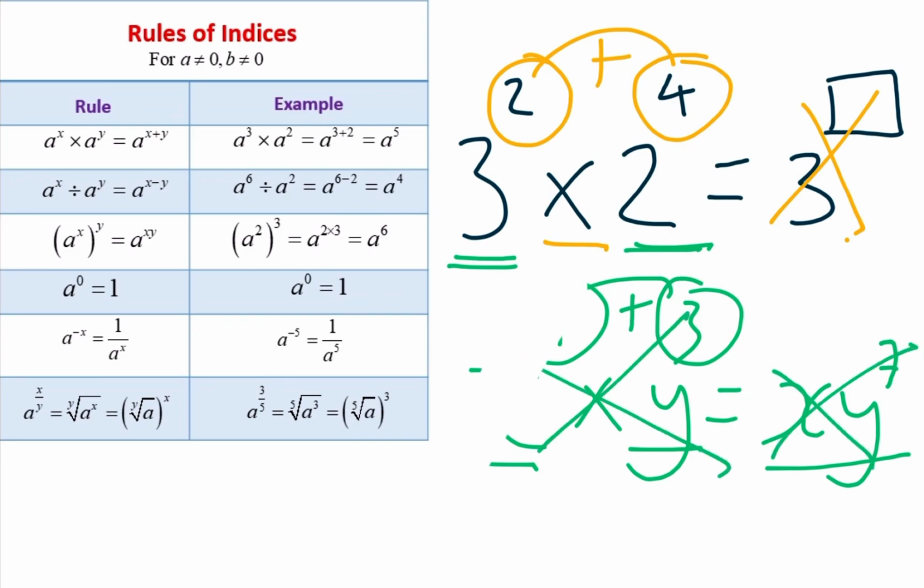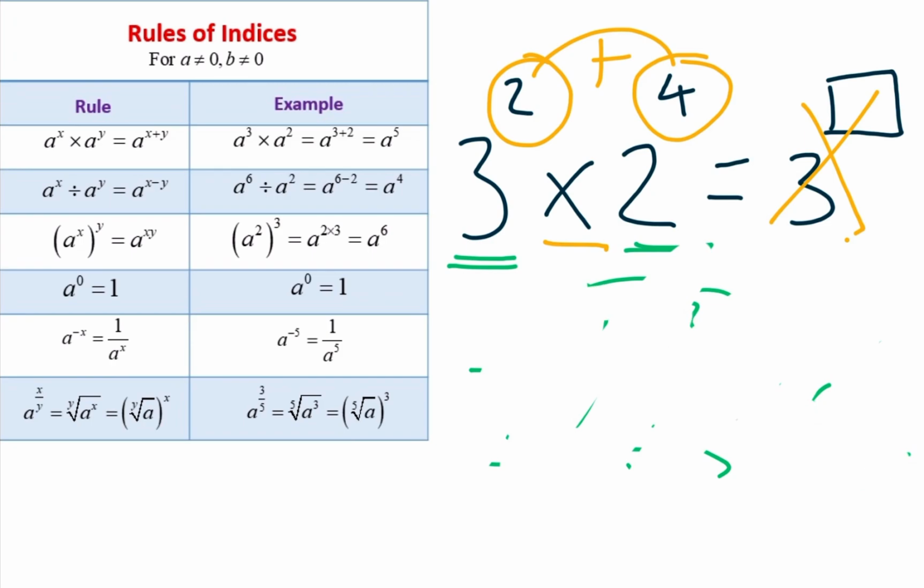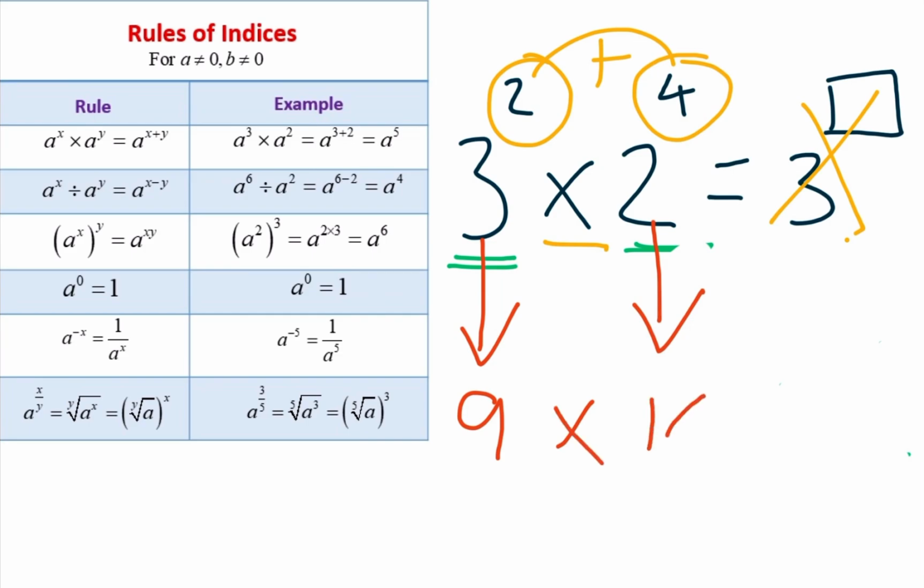Okay? For the ones with a value though, if they do ask for a value for the top question, it means you've got to treat them separately, so you can't use the index laws here. So 3 squared gives me 9. 2 to the power of 4, we just did that, is 16, which then gives us 144. So you can do them separately, but you can't use the index laws here because the bases are not the same.